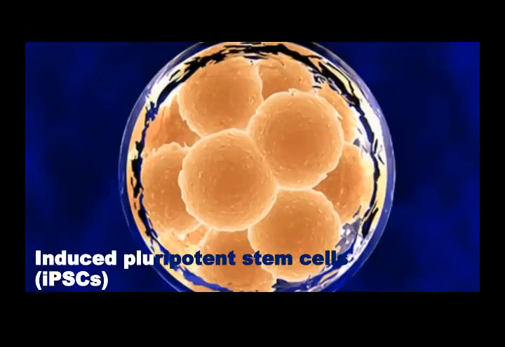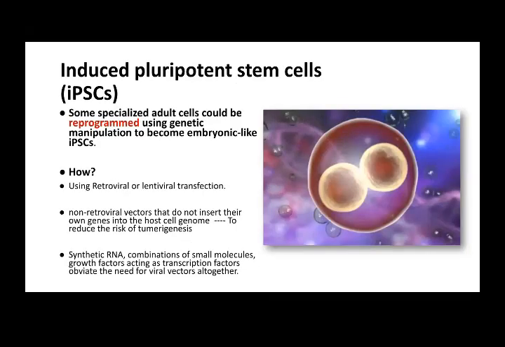Now, induced pluripotent stem cells. What is this? These are specialized adult cells that can be reprogrammed using genetic manipulation to become embryonic-like induced pluripotent stem cells. Okay, how do they do this? They use retroviral or lentiviral transfections. Retroviral vectors do not insert their own genes into host cell genomes, to reduce the risk of tumorigenesis. Synthetic RNA, combinations of small molecules, growth factors act as transcription factors and obviate the need for viral factors altogether.